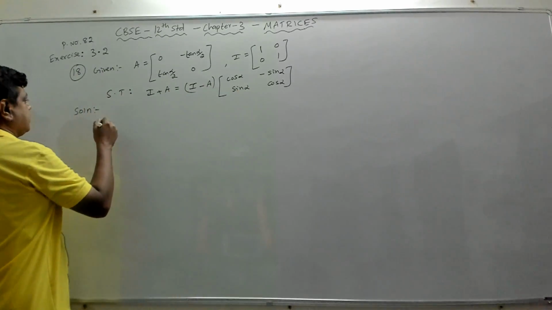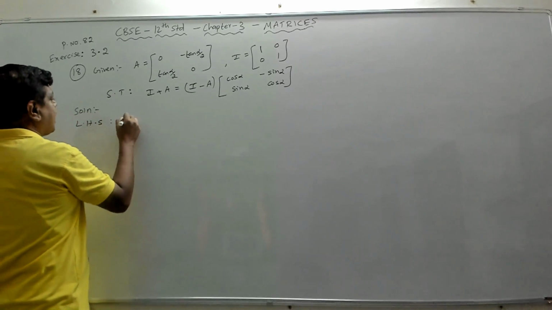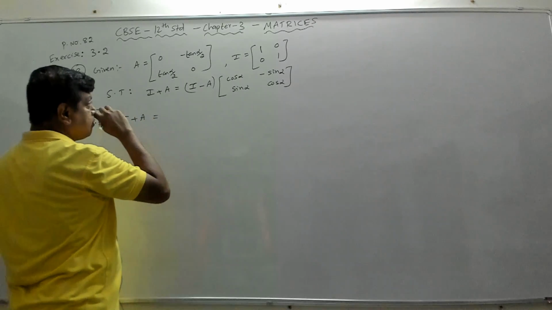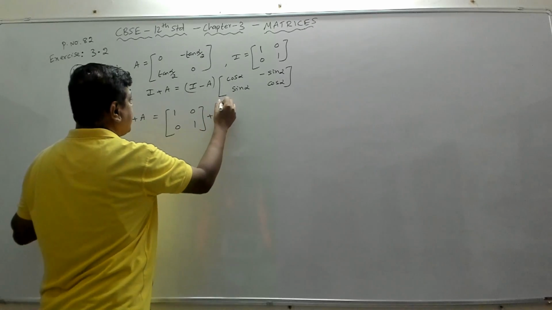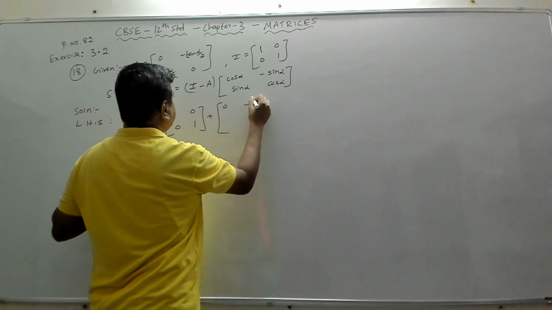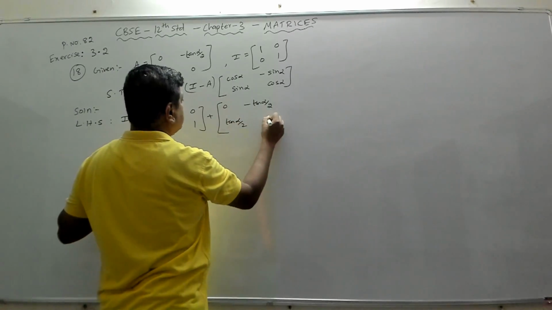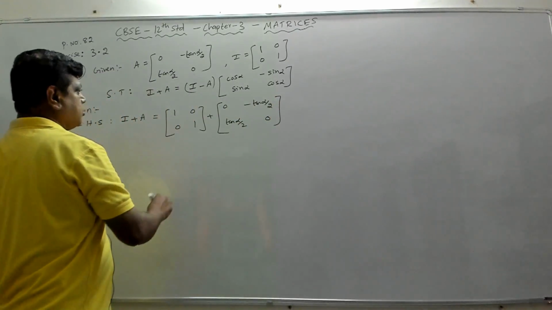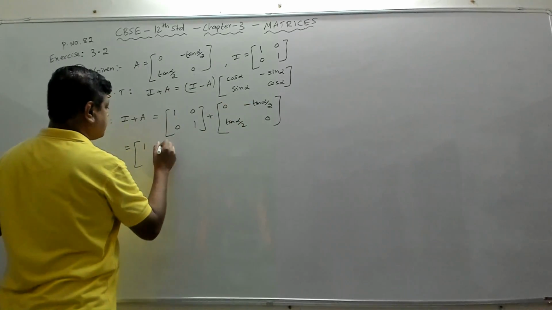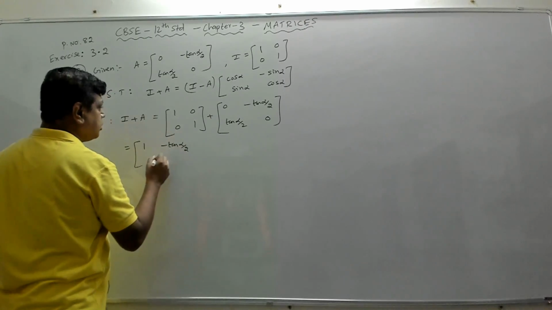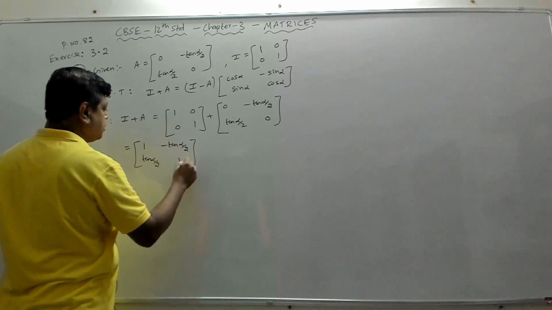So let's take the LHS. LHS is what? Left hand side is I plus A. What is I? I is 1 0 0 1 plus A. A is 0 minus tan alpha by 2, tan alpha by 2, 0. So we should add these two. When you add these two, you get 1 plus 0 is 1, 0 minus tan alpha by 2, then tan alpha by 2, 0 plus tan alpha by 2, 1 plus 0 is 1. So this is our LHS.